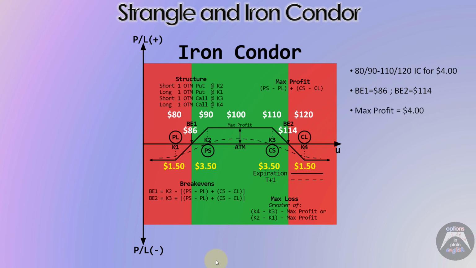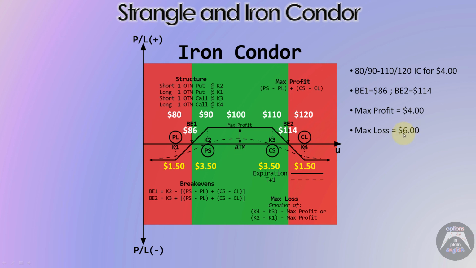The max profit is going to be $4, which is the credit that we received. And the max loss is going to be $6 because the width on this side is 10 and the width on this side is 10. So the greater of is going to be actually either one of them. And it's going to be $10 minus 4. So the max loss is going to be $6.